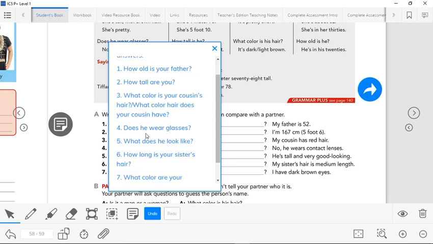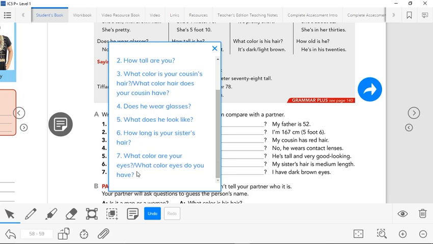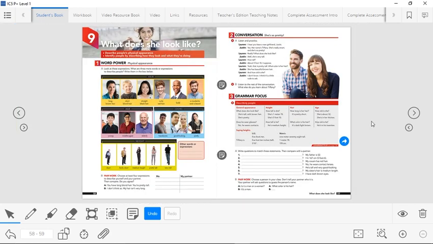Number 4. Does he wear glasses? No, he wears contact lenses. Number 5. What does he look like? He's tall and very good looking. Number 6. How long is your sister's hair? My sister's hair is medium length. Okay, and the last one. What color are your eyes? Or what color eyes do you have? I have dark brown eyes. Okay, very good. I hope that you understand this part.